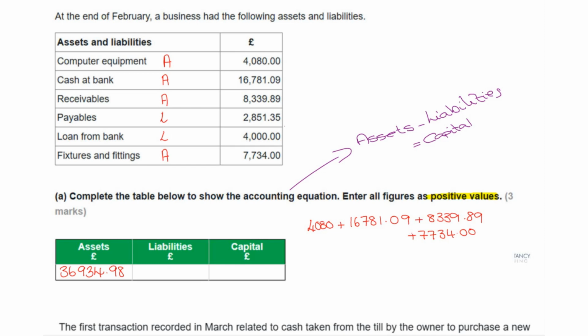Our liabilities, we need to add these two figures here together. So 2,851.35 and 4,000 to give 6,851.35 as our liabilities. And then remember, to get our capital, we're going to find the difference between the two. So assets less the liabilities is £30,083.63.